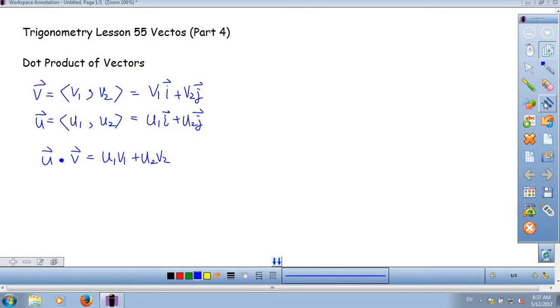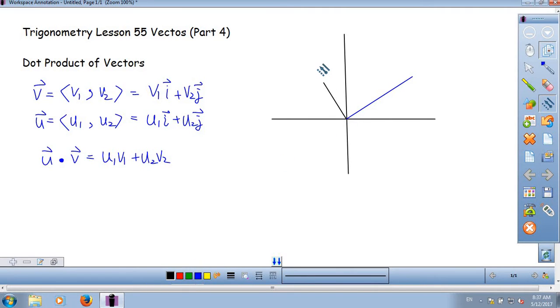Alright, let's take a look at it graphically and see what it could mean here. Graphically, if I have a vector v and let's say I have a vector u, so let's say this is my vector v, and this is my vector u. When we do the dot product, we actually break them down into their x and y components: the Vx components, the Ux components, and then the Vy components.